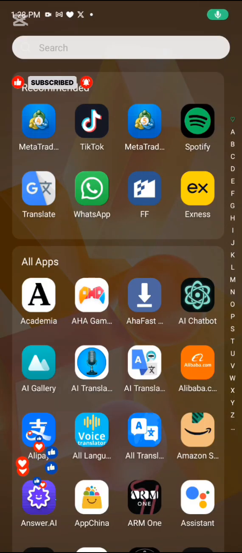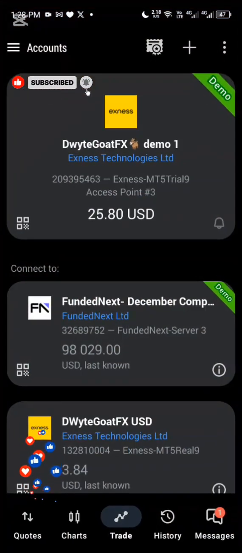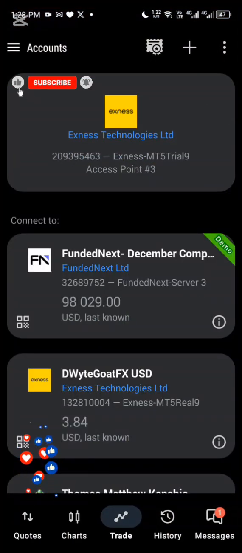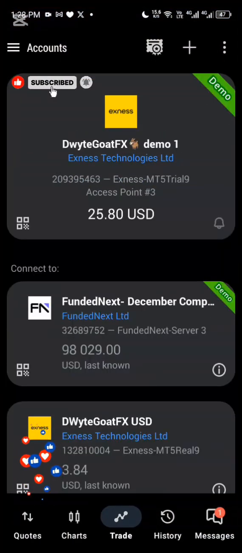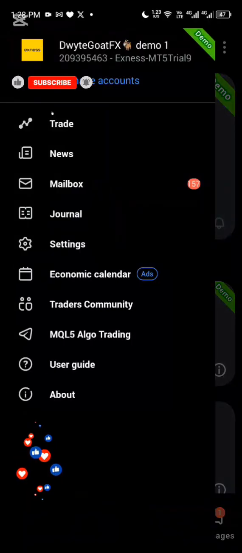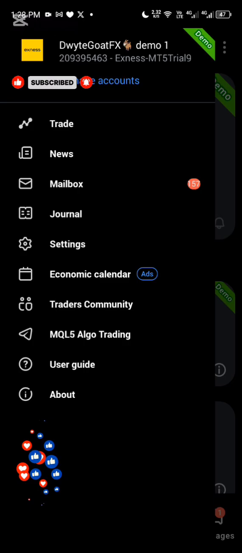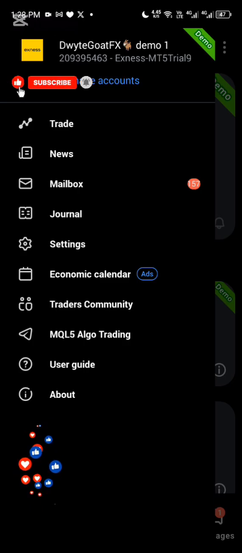So that's for the MT4. Now when you come to the MT5, it's almost the same interface. Yes, we have the same interface. If you click on this place, you see manage account. Currently this is a demo account, as you can see boldly there, MT5 trial 9.